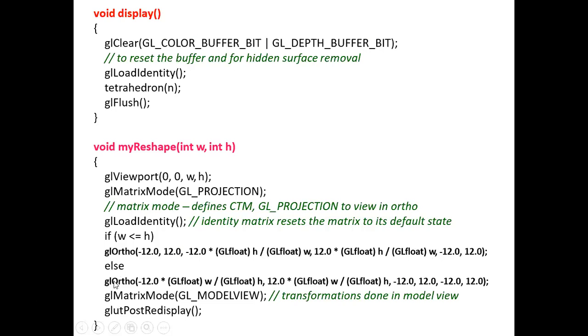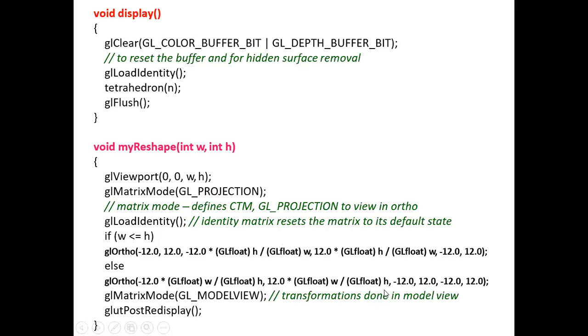Next is the else glOrtho. Whenever W is greater than H, at that time you have to change your left and right, because your screen will become a horizontal rectangle. That is why you have to change your left and right positions. Here it was H by W, so in the else part you have to take it as W by H.